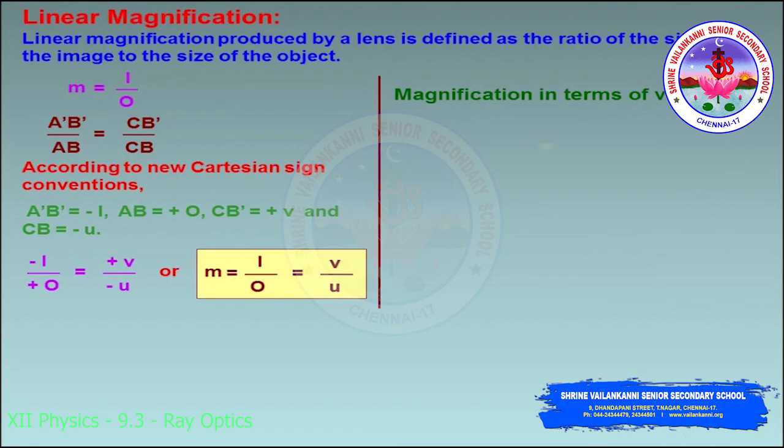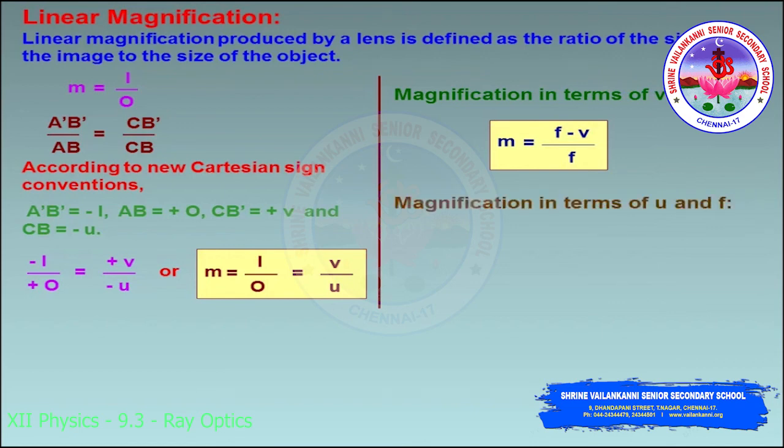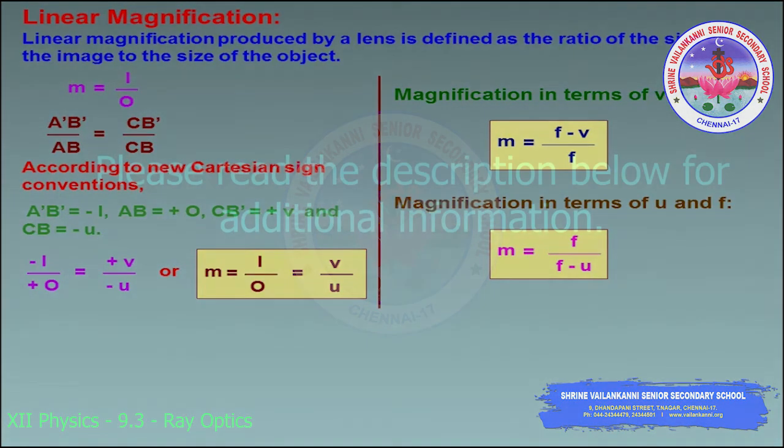So magnification in terms of V and F, we can write M equal to F minus V by F. Magnification in terms of U and F, we should say M equal to F by F minus U. Got it, children?